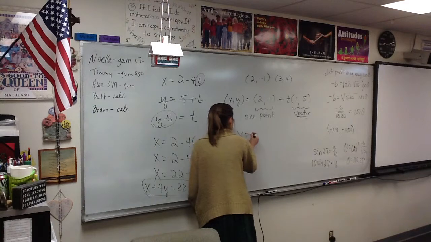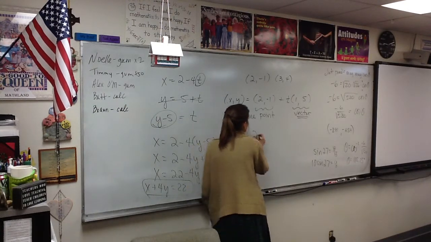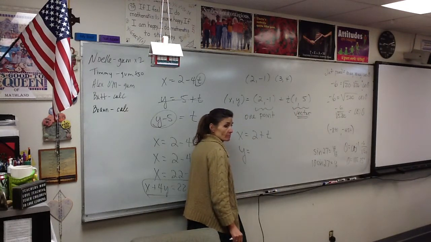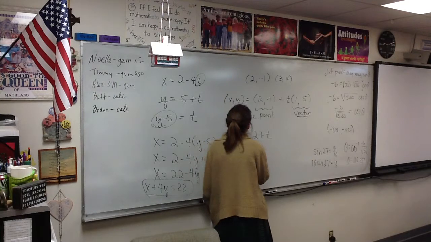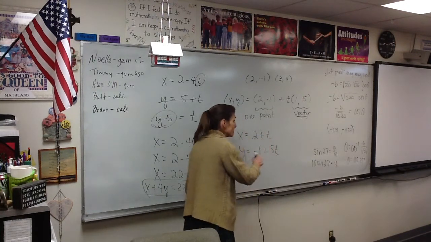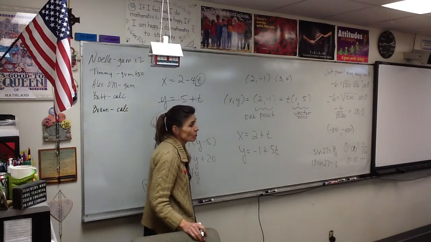So then what goes in the answer blank? X equals, y equals? 2 plus 1t. And now, you got something different if you used a different point than she did. That's okay.